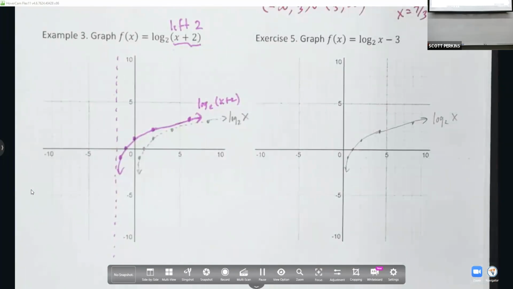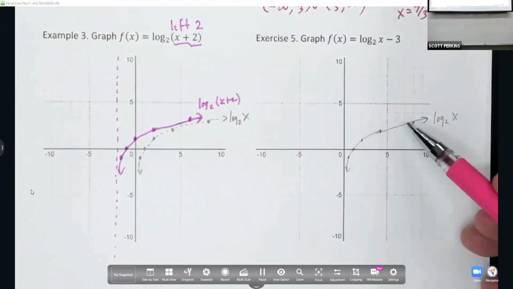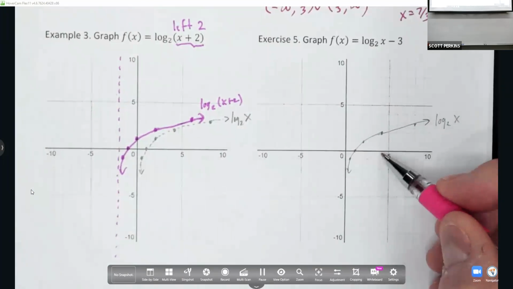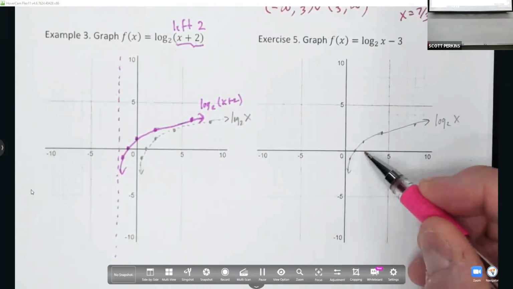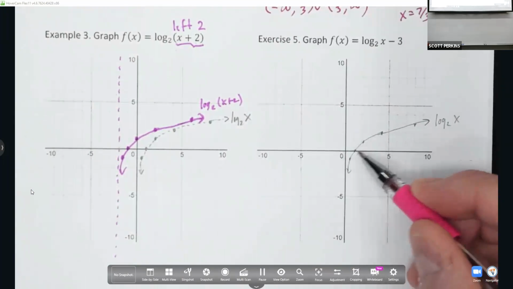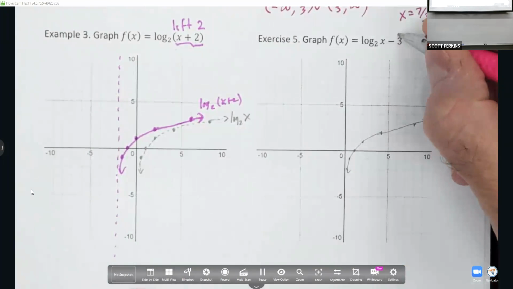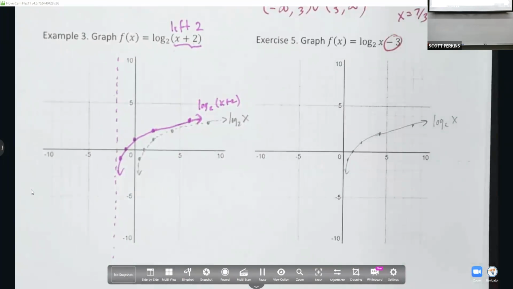Once again, in pencil, I have drawn the log base 2 of x graph. So log base 2 of 8 is 3, log base 2 of 4 is 2, log base 2 of 2 is 1, log base 2 of 1 is 0, and log base 2 of a half is negative 1. Those are the same points we've used. Now, this minus 3, there's no parentheses.